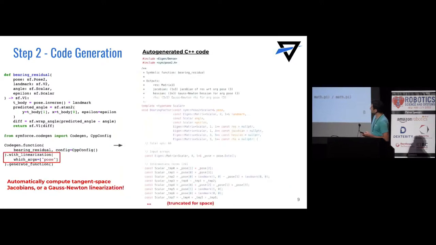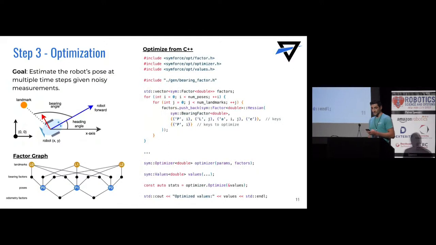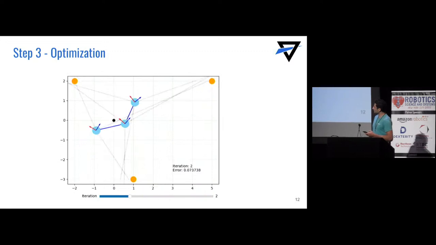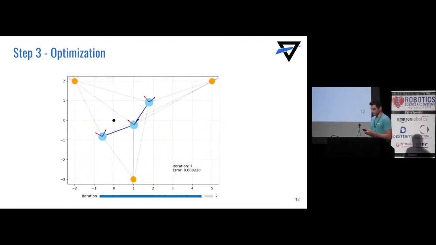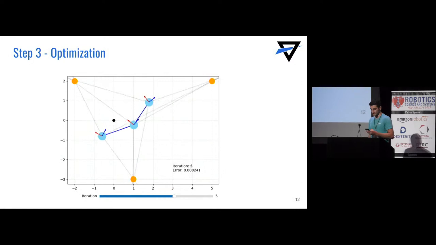With one more function call, we can automatically generate tangent space Jacobians or Gauss-Newton linearization with respect to any of the function arguments. And finally, we can construct a factor graph from the generated residual functions and derivatives at each time step, create initial values, and invoke the optimizer from Python. And the same optimizer API is supported in C++ once the user is ready for production use. So here we see the problem being optimized. This overall workflow scales well to a wide range of complex problems up to hundreds of thousands of operations. And SymForce's code generator is broadly useful even without the optimizer.